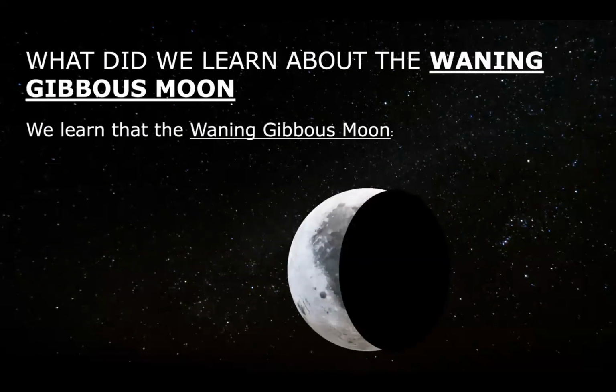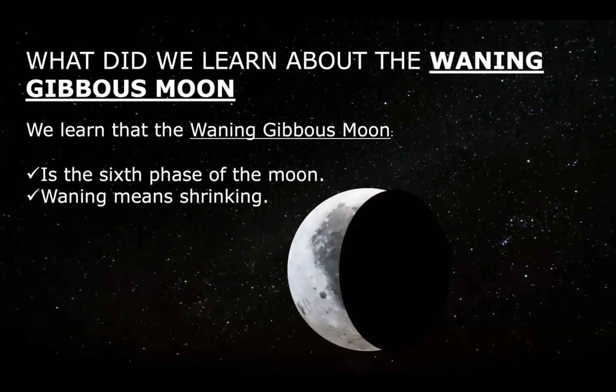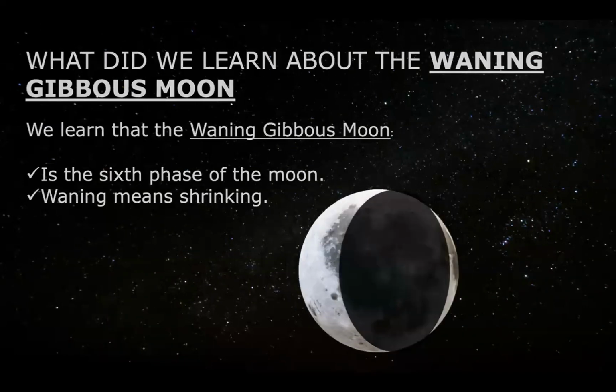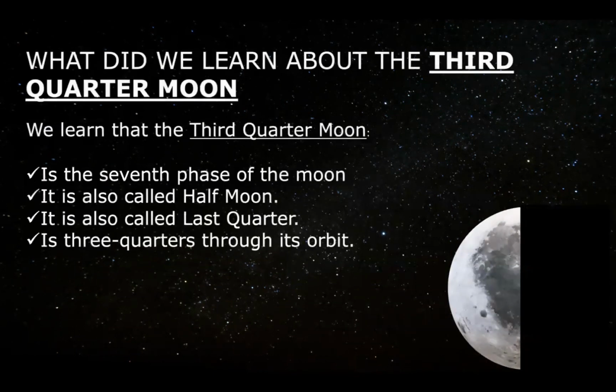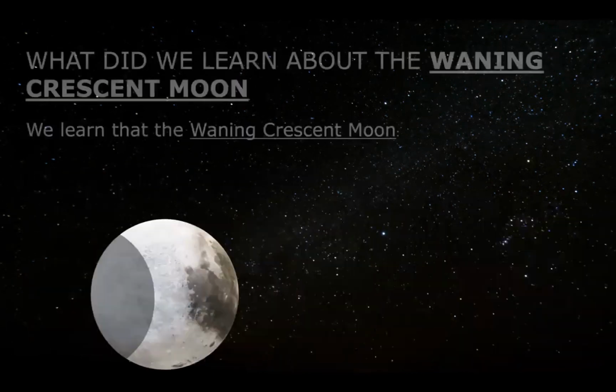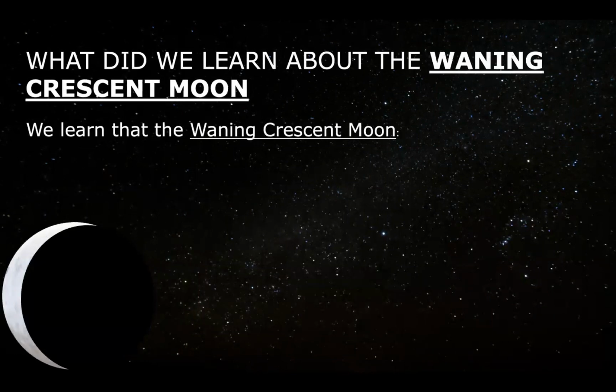What did we learn about the waning gibbous moon? We learned that the waning gibbous moon is the sixth phase of the moon. Waning means shrinking. What did we learn about the third quarter moon? We learned that the third quarter moon is the seventh phase of the moon. It is also called half moon and last quarter. It is 3/4 through its orbit. Now over to Miss Sagan, who will tell you about the waning crescent moon.